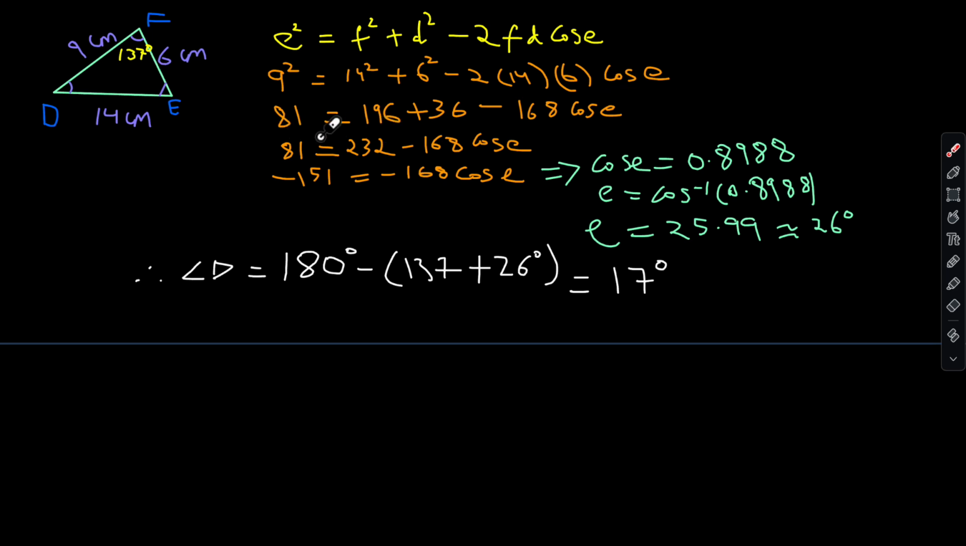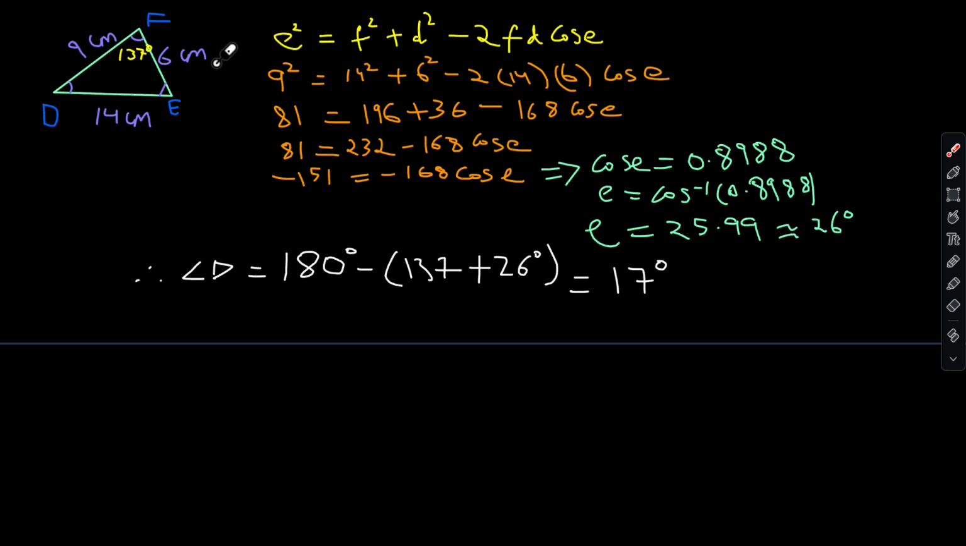So 81 is equal to 196 plus 36 minus 168 cosine of E. 81 is equal to 232 minus 168 cos E. Again, take 232 to the other side. 81 minus 232 will be negative 151 equal to negative 168 cosine of E. Dividing both sides by negative 168, we get cos E is equal to 0.8988. I always write it up to 4 decimal places. So angle E will be cos inverse of 0.8988. Angle E is 25.99. Round it off, it will be 26 degrees.